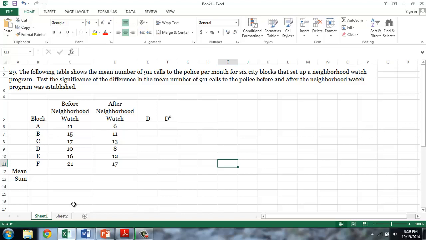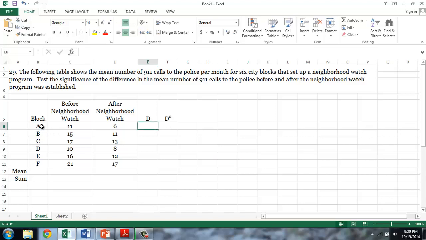Our research hypothesis is that there is a difference in the mean number of 911 calls to the police before and after neighborhood watch programs are implemented. The null hypothesis, which is what we will test, is that there is no difference in the mean number of 911 calls. As I stated earlier, in order to calculate the standard deviation, we need to calculate the difference as well as the difference squared. So I've created 2 columns in my table of data that I'll use to calculate those quantities.